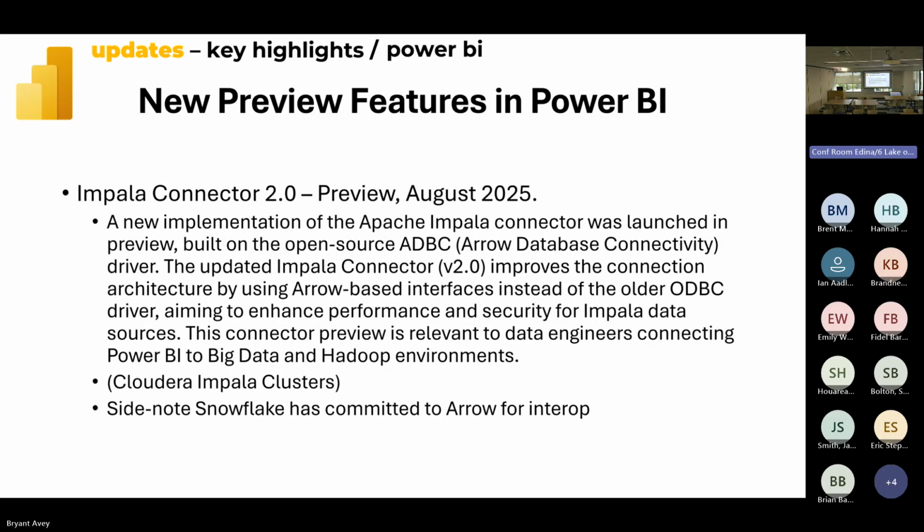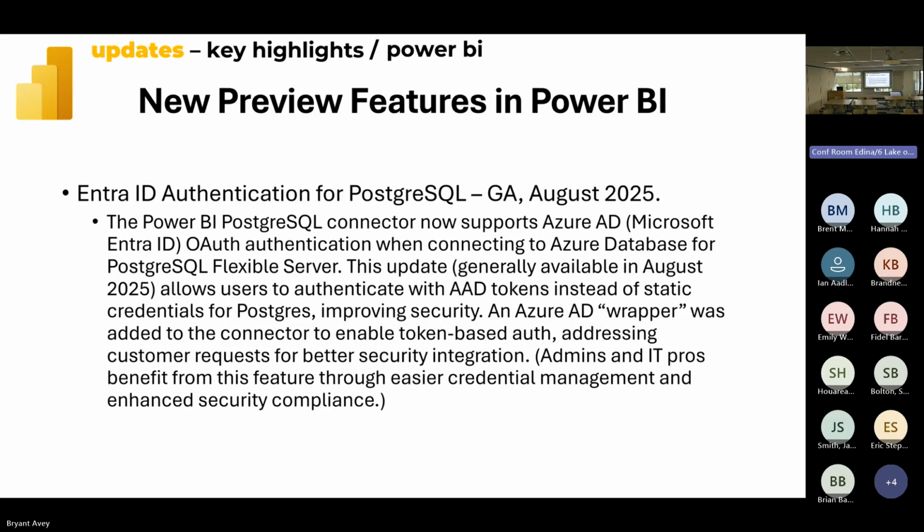Excited about that one. There's a new Impala connector. Cloudera primarily uses Impala clusters, so if you're doing anything with Cloudera, that's a big deal. They're also implementing the new Arrow Database Connectivity as opposed to the old ODBC type thing. I found it to be pretty prevalent in a lot of the updates they're doing to integrate things like Snowflake and other things. But this is specifically for Hadoop and big data types of things. So that's pretty exciting. More things that you can pull in.